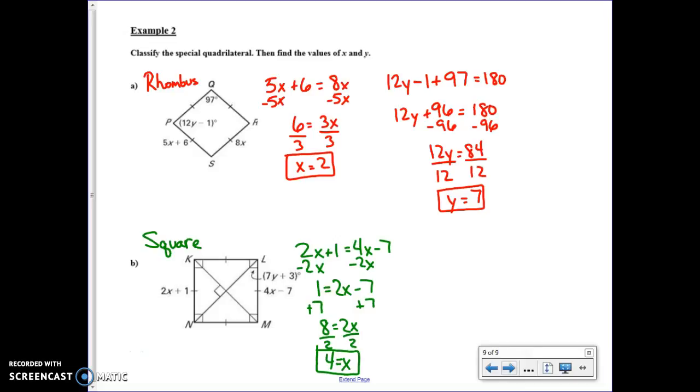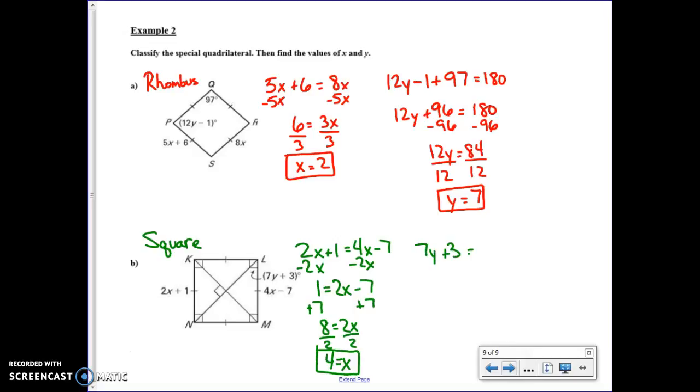Okay, now, I only see one expression dealing with y. But I notice that angle L is 90 degrees. And I know because it's a square that the diagonal is bisecting that angle. That's one of our properties of a rhombus, and a square is a special kind of rhombus. So that means that that 7y plus 3 is half of that 90 degree angle, or 45 degrees.